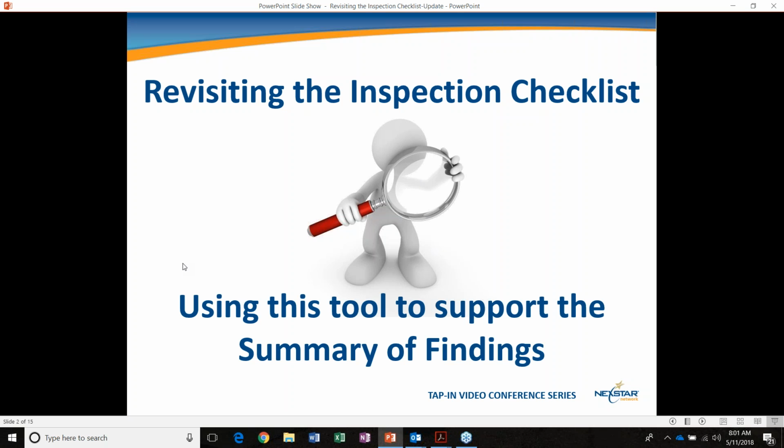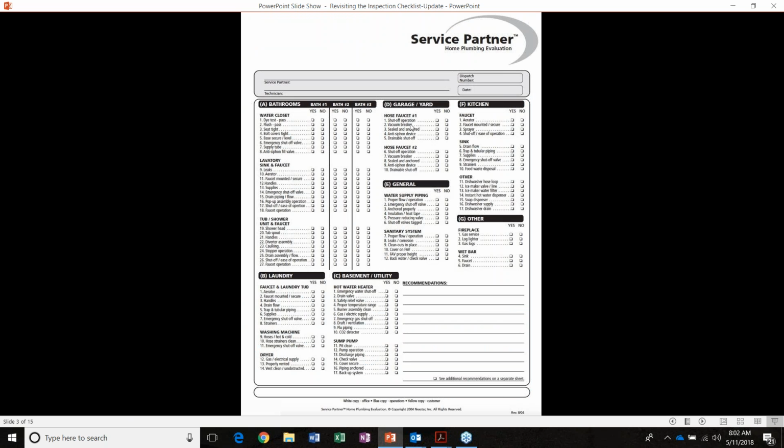So this tool supports the summary of findings. As we go through the summary of findings, the inspection checklists are meant to help us populate the observations at the top of the summary of findings. So observations are things that the customer shares with us, things that we notice, things that we uncover by asking lifestyle questions, those types of things.